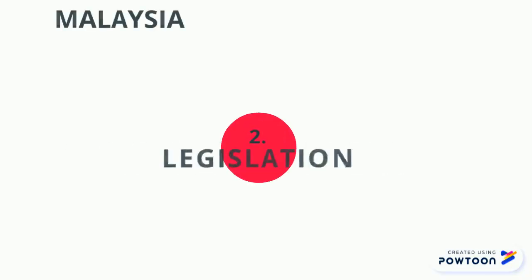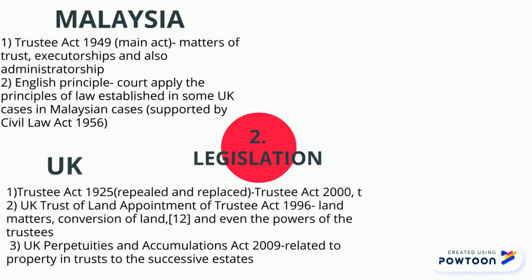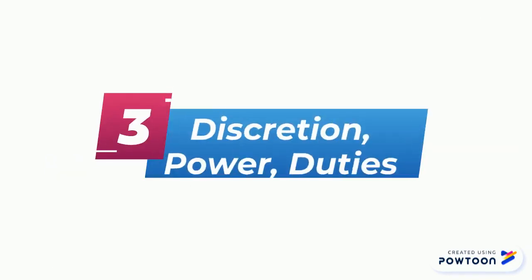Second part is the legislation, where in Malaysia they have one main act and English principle, where in the UK they have three acts, while in US they have two acts. Next is decision power and duty of trustee.